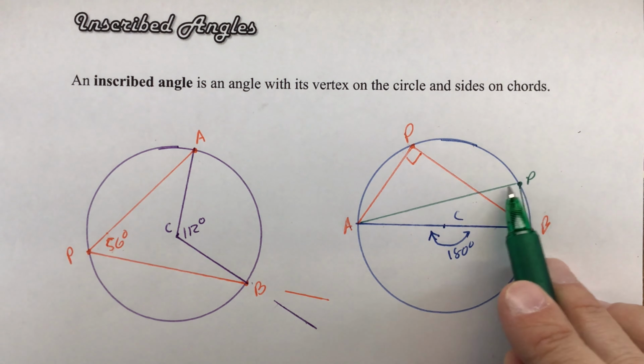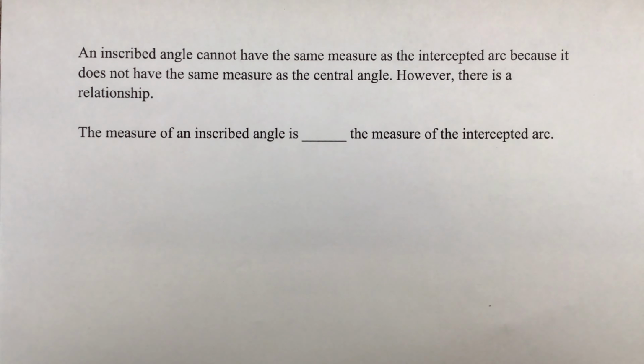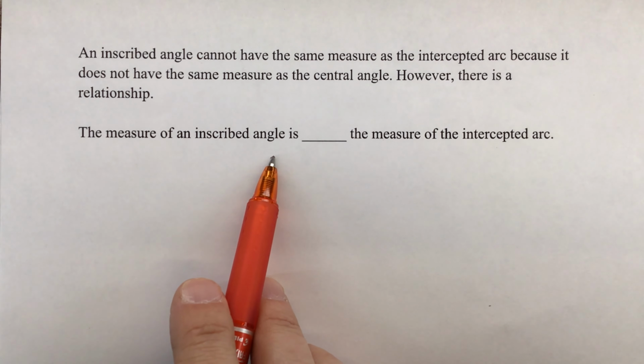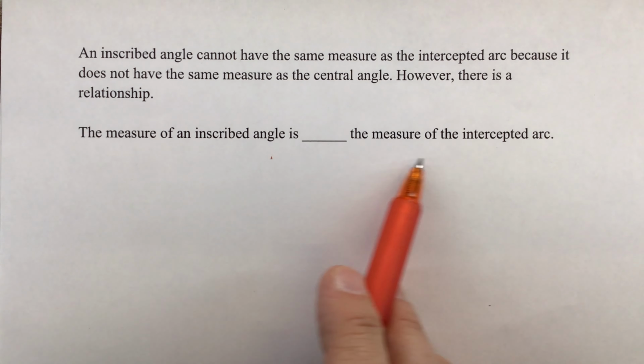Let's go ahead and summarize our findings. An inscribed angle cannot have the same measure as the intercepted arc, because it does not have the same measure as the central angle, which matches up to the intercepted arc. However, there is a relationship. The relationship that we found was this. The measure of an inscribed angle is half the measure of the intercepted arc.